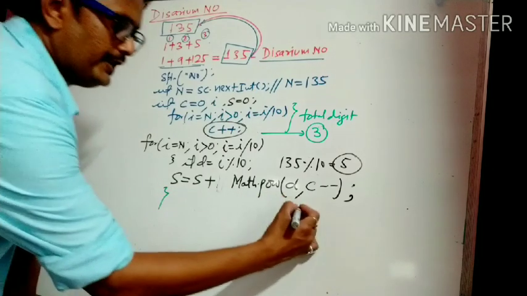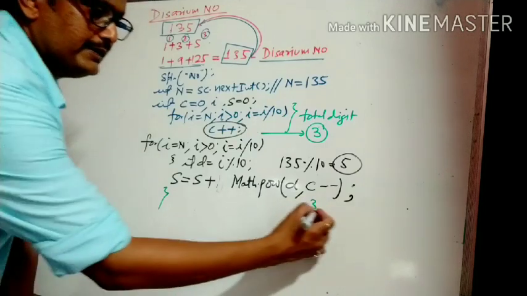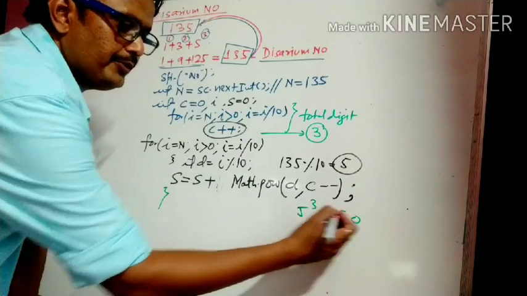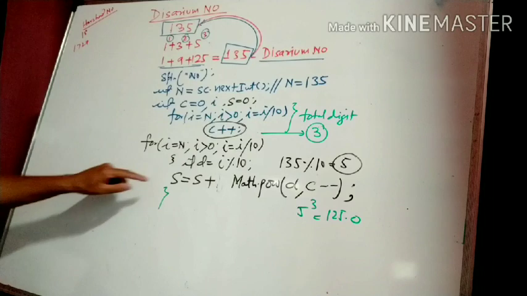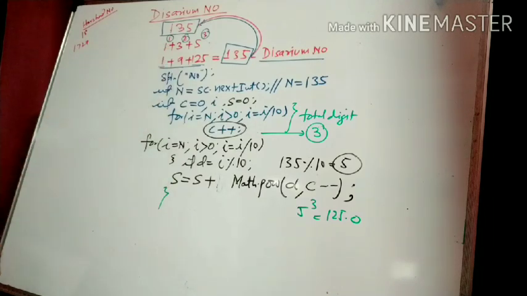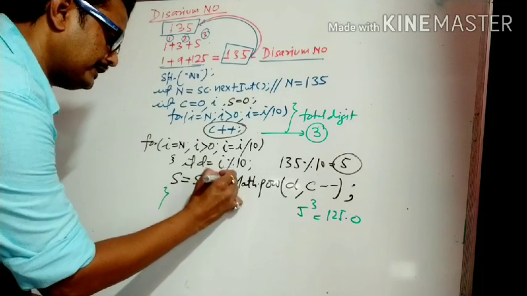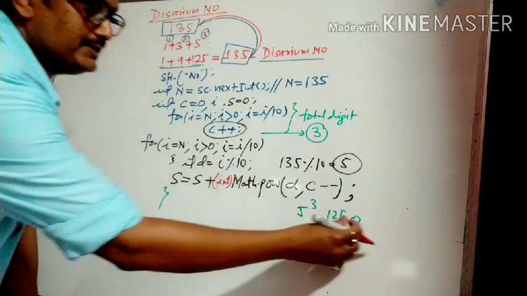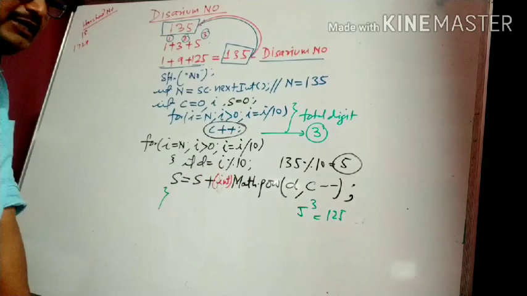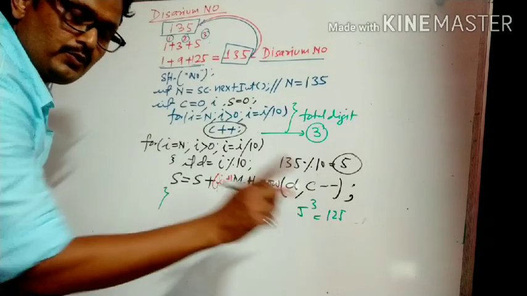So the first time 5 to the power 3, your answer will be 125.0. But the data type of s is integer. What to do? You have to do typecast. That means your answer will come as 125, and it will be stored in s. So your value will be 125.